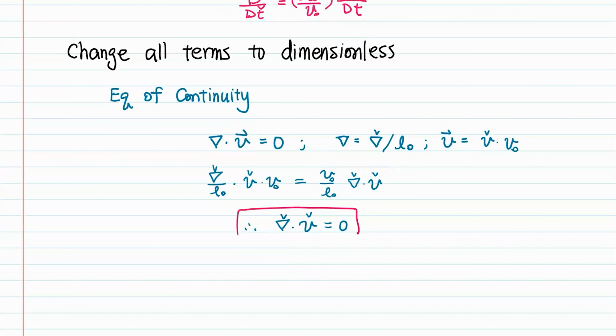Let's use a red box to check it. Now, for the equation of motion, we again need to do this for each term. So, the equation of motion.